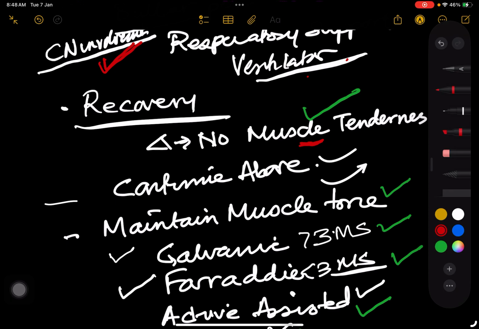Moving all joints through their complete range every day so that there is no contraction. The splint that you use is a long leg splint with a foot piece. The long leg splint keeps the hip and the knee straight, and the foot piece keeps the foot in neutral position, prevents equinus. So this long leg splint is used to prevent contracture.